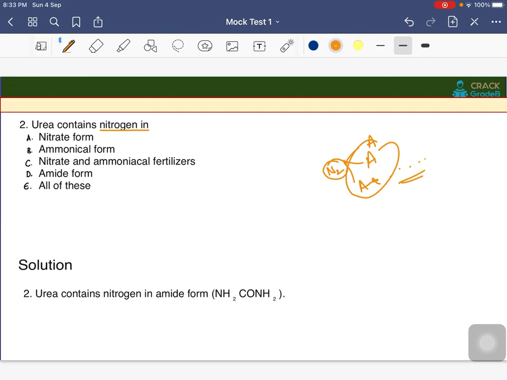Thus, the urea contains nitrogen in the form of, okay, is it a nitrate form or an ammoniacal form, nitrate and ammoniacal forms, amide form, and all of this, okay? The answer is the amide form. This is a famous question and is very common also. Okay, the urea contains nitrogen in the form of an amide, okay? This is the amide formula.